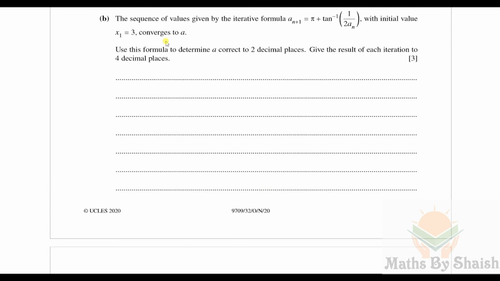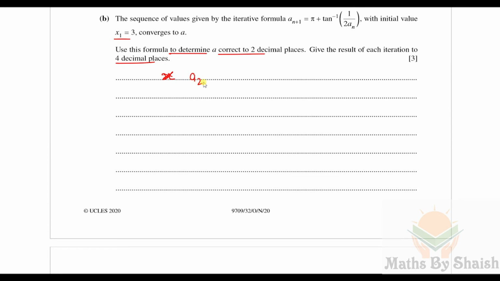Here's the B part. The sequence of values given by the iterative formula a(n+1) is equal to π plus tan⁻¹ of 1 upon 2a(n), with initial value a1 as 3, converges to a. Use this formula to determine a correct to 2 decimal places. Give the result of each iteration to 4 decimal places. So we are going to use the calculator in this case, and first thing is we are going to fix the value of the answer as 3 as the initial value, so that we can find the next value easily just by pressing the equals button.